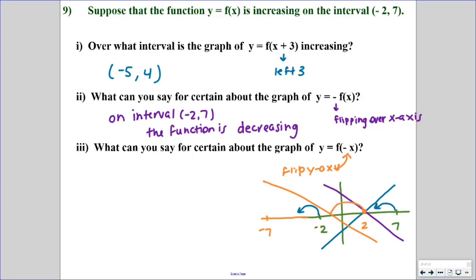Where this point transforms into that point. So what can we say for certain about that graph? Well, we know it's decreasing because the slope of that line is negative. But we also have an interval change. So it's decreasing on the interval -7 to +2. We switched the values of the original interval.